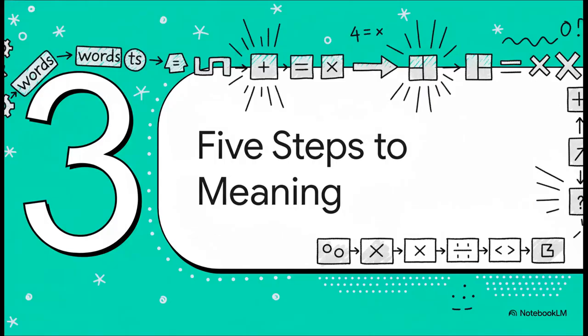Okay, so we've seen what it does. Now for the really fun part, how does it do it? How do you get from words to numbers without a giant neural net?